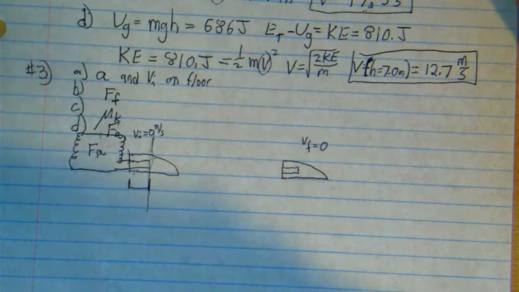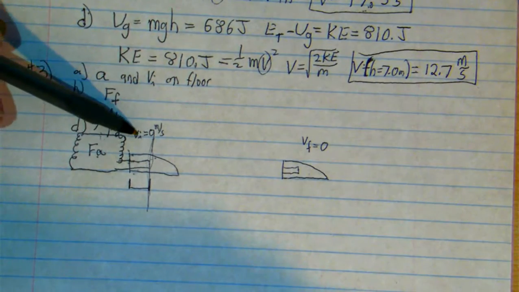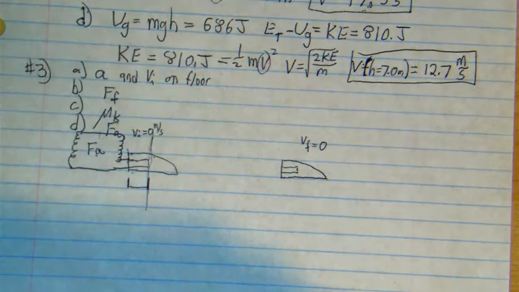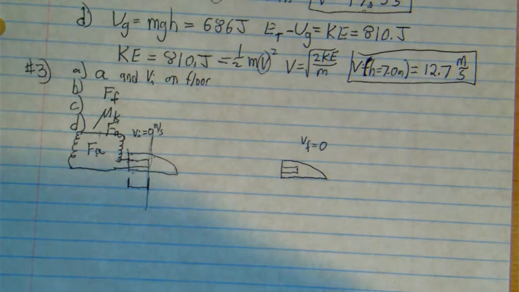So if you foolishly think of this, you'd say, oh, its initial velocity is 0, its final velocity is 0, so its average velocity is 0.